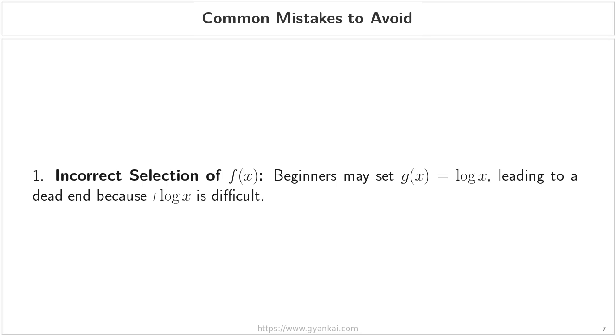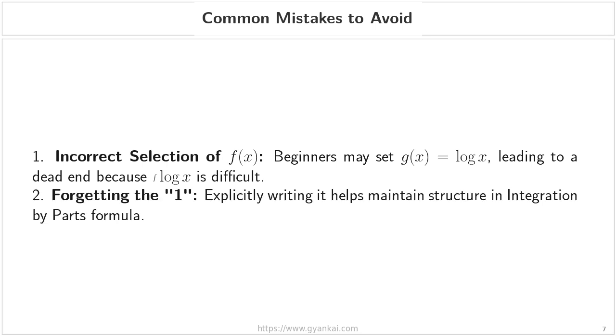We strategically choose to make the logarithmic or inverse trigonometric function f of x, so we can easily find its derivative, and then pair it with a simple g of x, which is just 1. 2. Forgetting the 1. This one seems simple, but it's surprisingly common. It's easy to get caught up in the formula and forget that we're intentionally multiplying by 1. Remember, we rewrite the integral, for example, the integral of log x, as the integral of log x times 1.